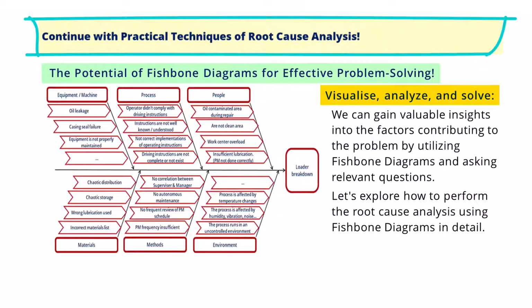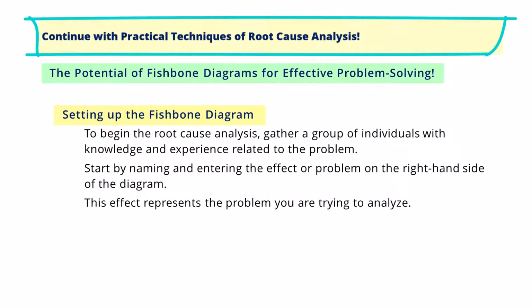Visualize, analyze, and solve. We can gain valuable insights into the factors contributing to the problem by utilizing fishbone diagrams and asking relevant questions. Let's explore how to perform the root cause analysis using fishbone diagrams in detail. Setting up the fishbone diagram. To begin the root cause analysis, gather a group of individuals with knowledge and experience related to the problem. Start by naming and entering the effect or problem on the right-hand side of the diagram. This effect represents the problem you are trying to analyze.